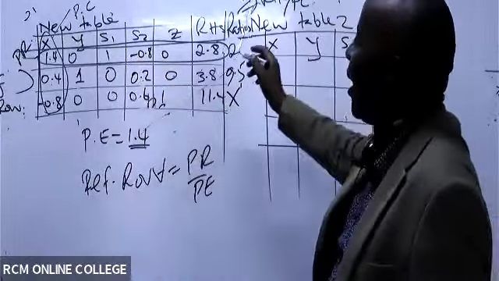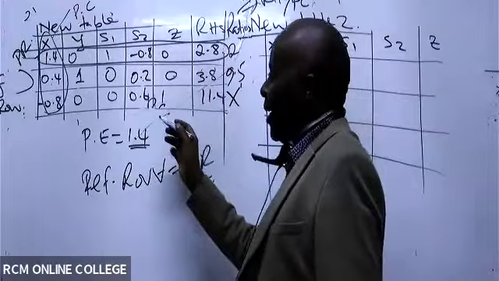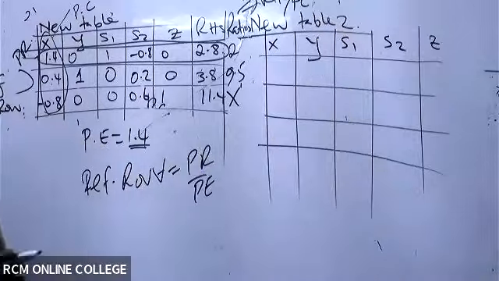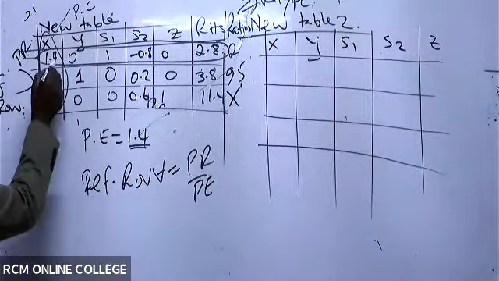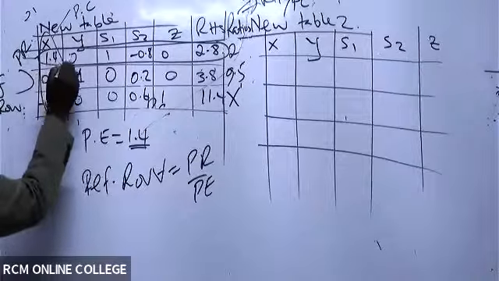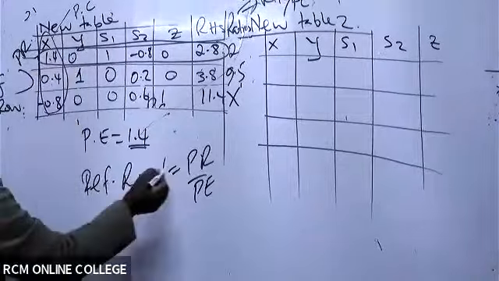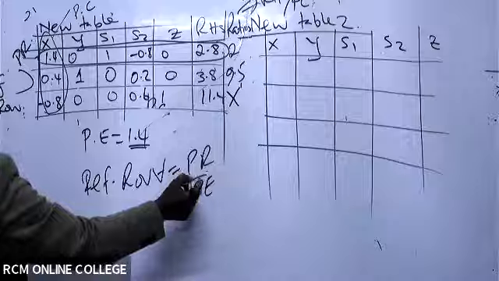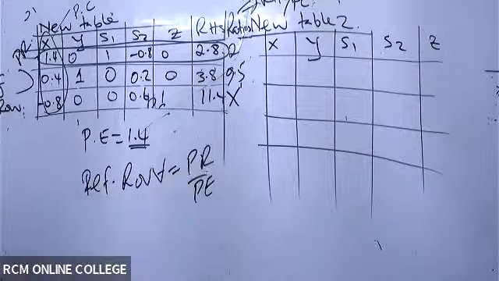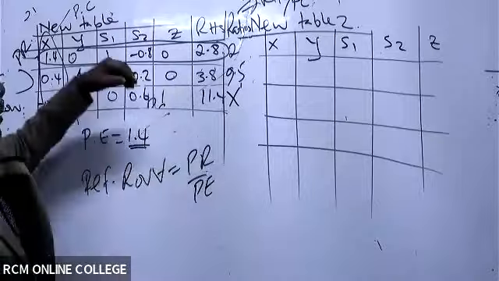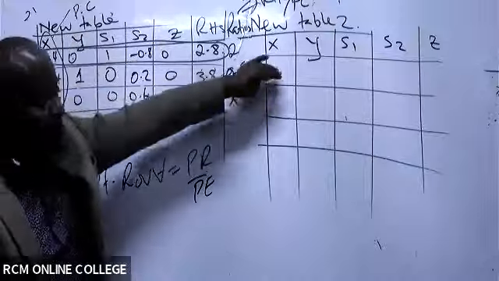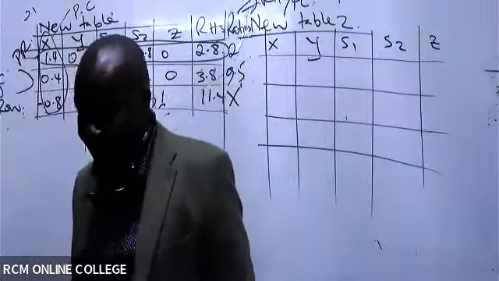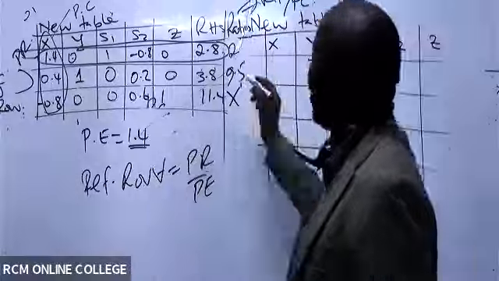Tuende kazi sasa. Kumbuka tunachukua hii all over divided by 1.4. So this divided by 1.4, this divided by 1.4. The pivot row elements, you divide them by the pivot element. So please give me the new numbers. And remember, this is row number 1. Give me the new numbers.